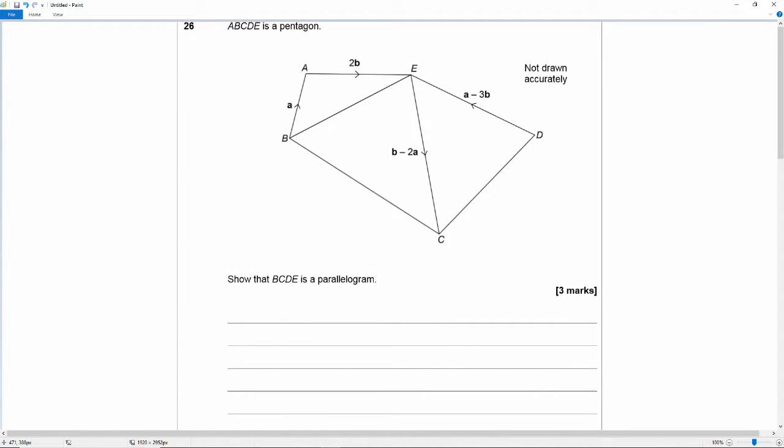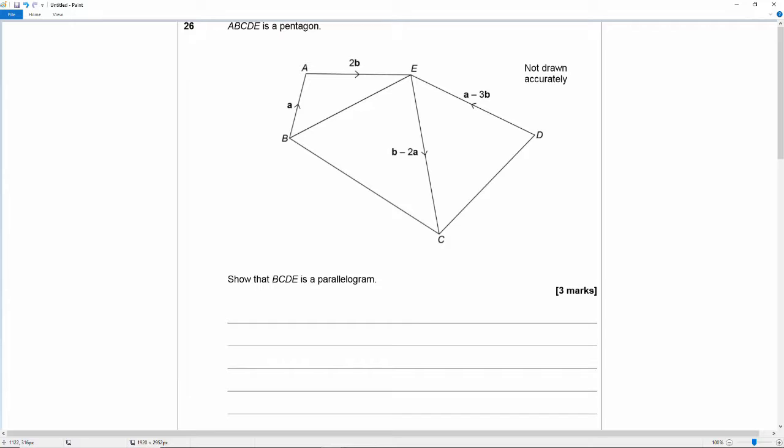And we're picking up in question 26, which reads, ABCDE is a pentagon. Show that BCDE is a parallelogram. Okay, so we've got four corners, so it's a quadrilateral at least. So we've got some vectors here, so this is a vector question.